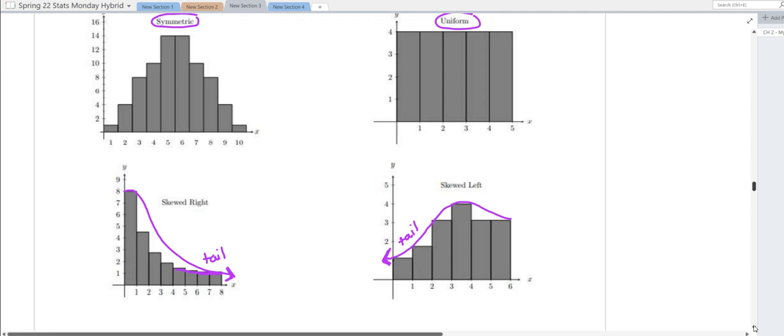And that is actually it for 2.6. There's really not a lot in 2.5 and 2.6. We will look at 2.7 and 2.8 in our next video.